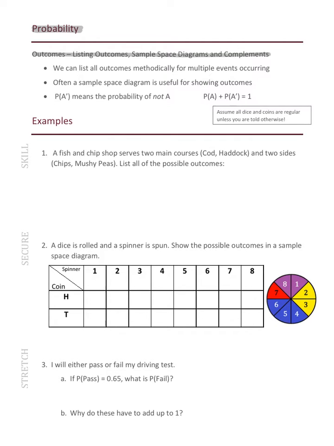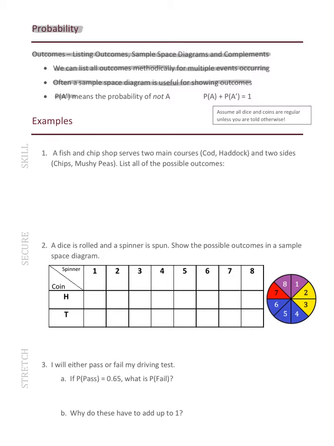Okay, great. Starting with our notes, we're going to write that we can list all outcomes methodically for multiple events occurring. So sometimes we're going to have experiments where there's more than one thing happening, and we want to be logical in the way we write down those outcomes. Often a sample space diagram is useful for showing outcomes. So we're going to explore those.